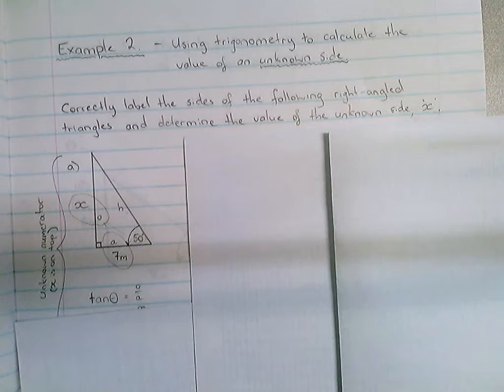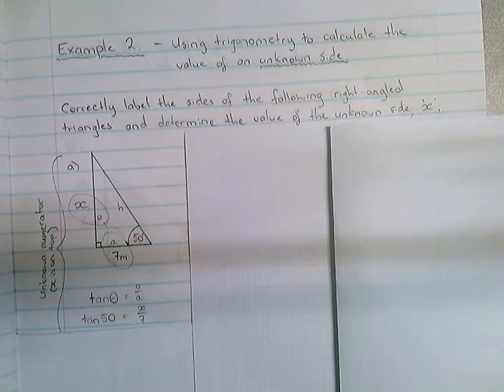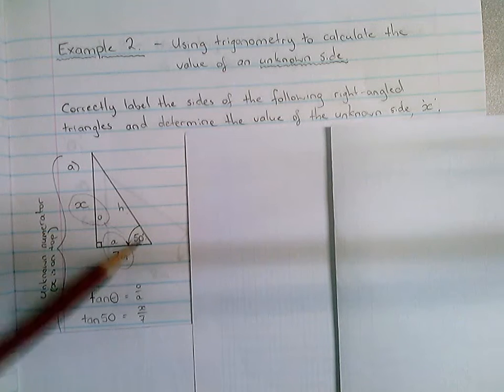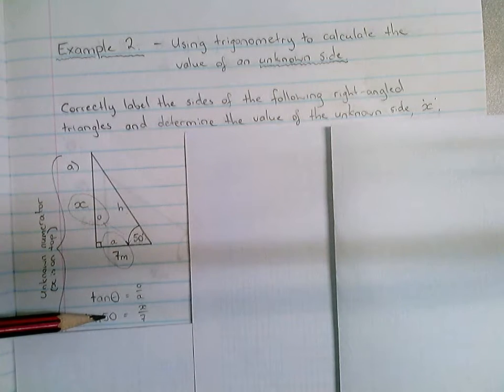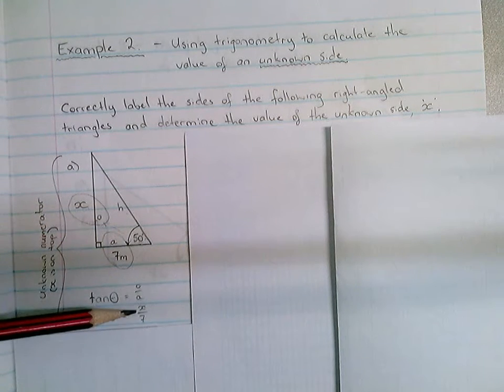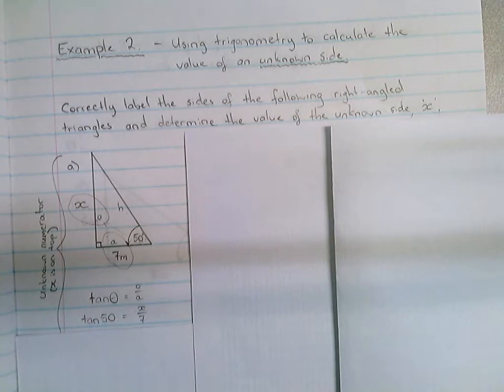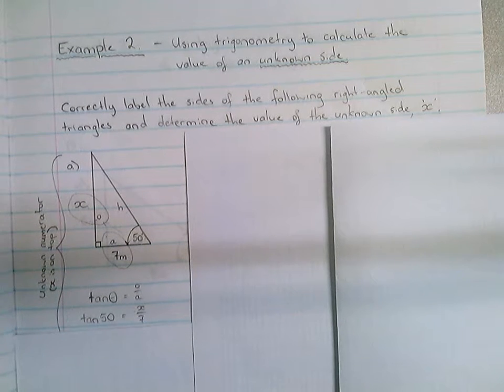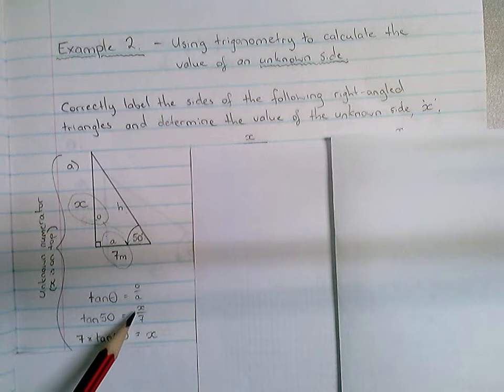Once we've established that, it's then just a matter of substituting those values: theta, being the unknown angle, is 50, O refers to the x, and A refers to the 7. So I've just substituted in that particular line up here with regards to the values that are given in the question. Once I've got that done, I then need to solve for x.